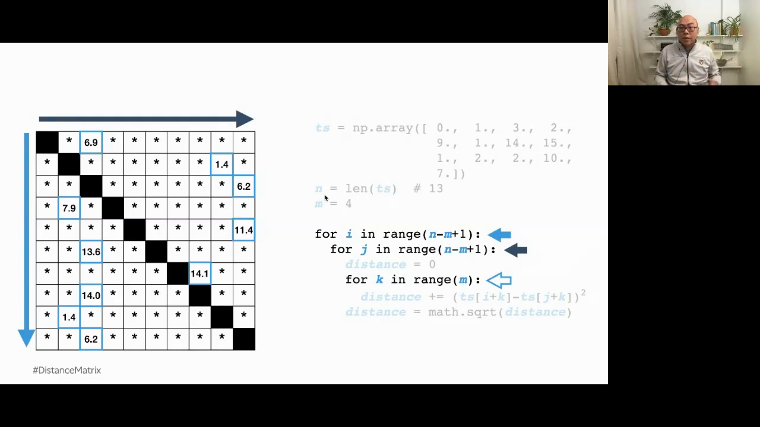And it turns out that to compute the distance matrix for any length time series, it requires O of n squared times m computational complexity. And furthermore, because we have this distance matrix, it requires O of n squared memory. What does this mean practically, though?